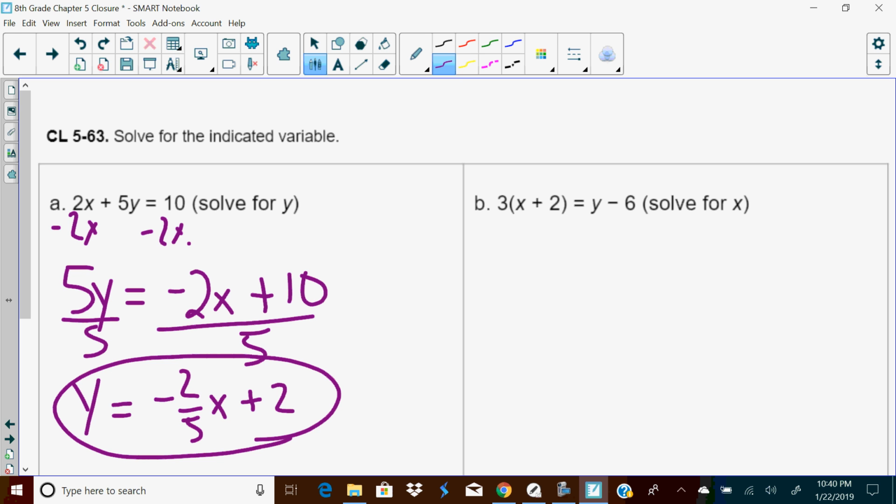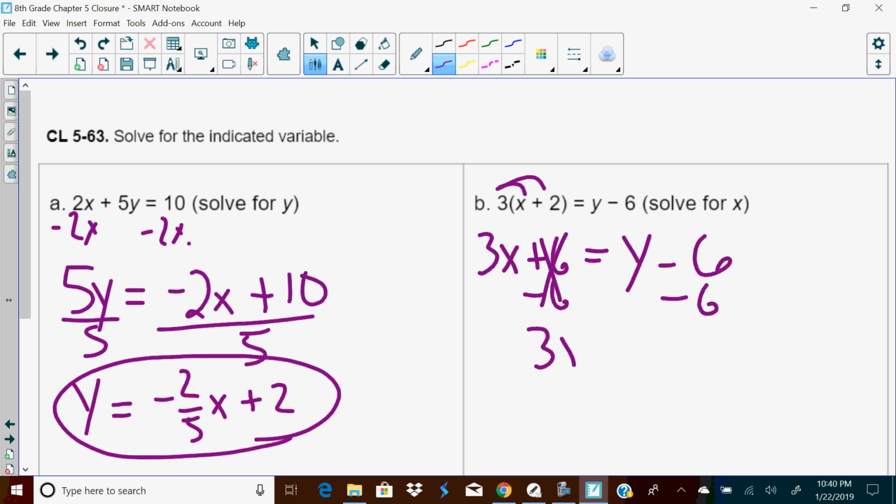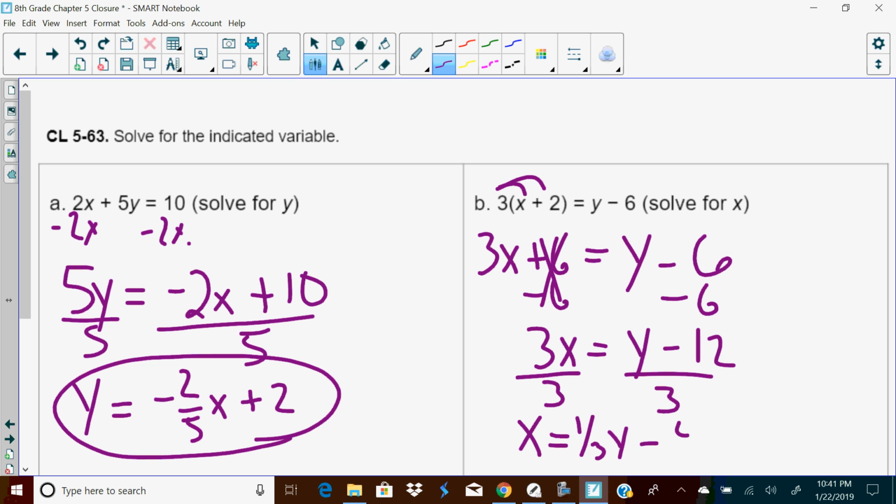For b, I'm solving for x. So I'm going to distribute. I get 3x plus 6 equals y minus 6. Subtract 6 from both sides. I get 3x equals y minus 12. Divide everything by 3. So I get x equals 1/3 y minus 4.